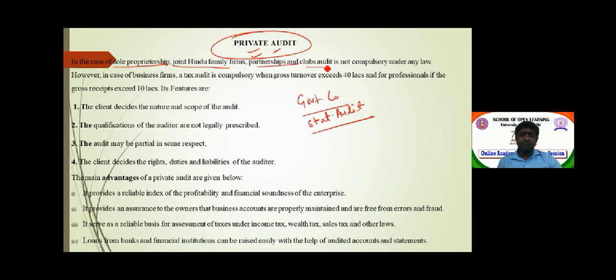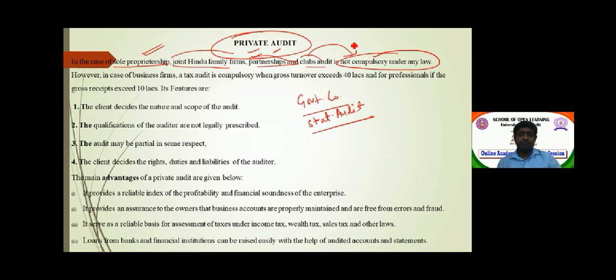Now, for them, the audit is not compulsory under any such law. So if you are running or maintaining a sole proprietorship, audit is not compulsory. If you are running a joint Hindu family business or partnership, or running a club, it is not compulsory as per the act by which it is governed.